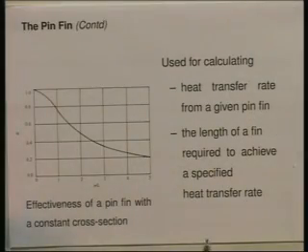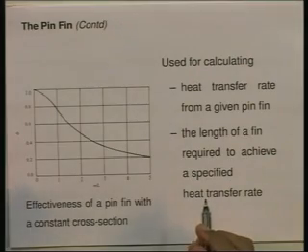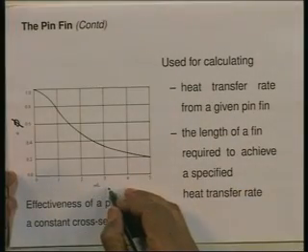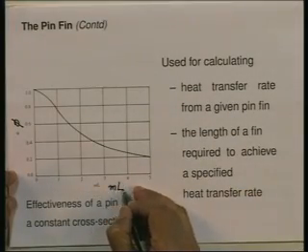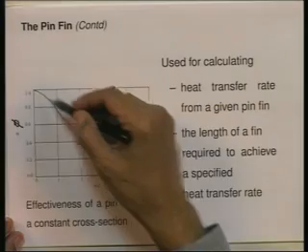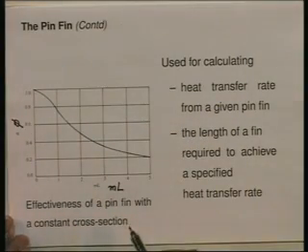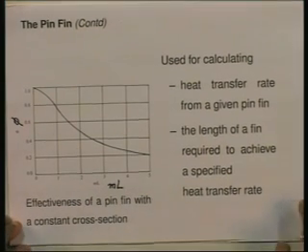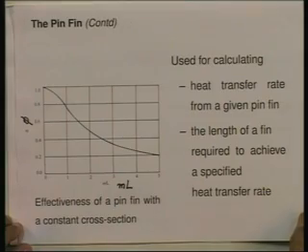Okay. Now, how do we use it? Let me just show you a graph in which I have plotted the effectiveness of a pin fin. The same equation that I showed you, phi equal to hyperbolic tangent m L upon m L, is plotted here. This is phi and this is m L. We are plotting that equation, hyperbolic tangent m L divided by m L, here. This is the effectiveness of a pin fin with a constant cross section. Okay. Phi plotted against m L.